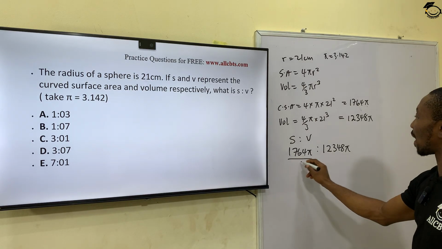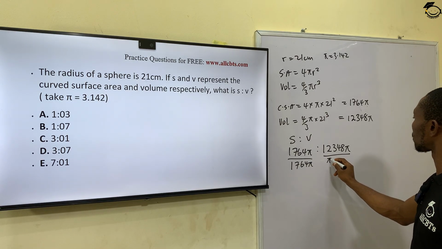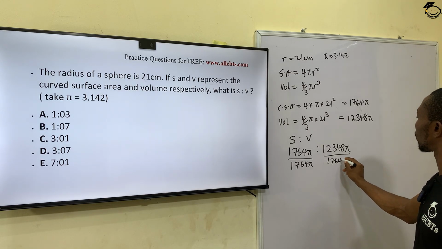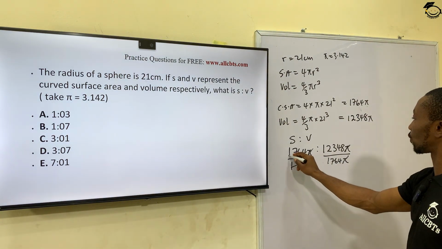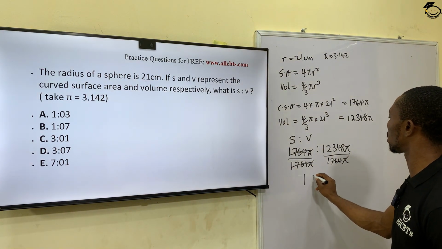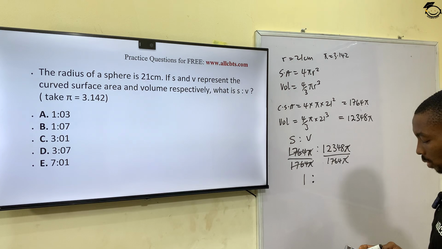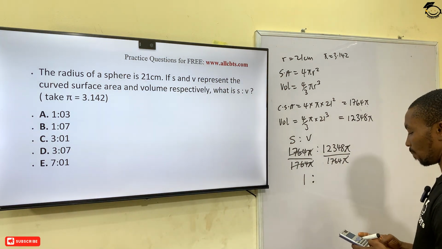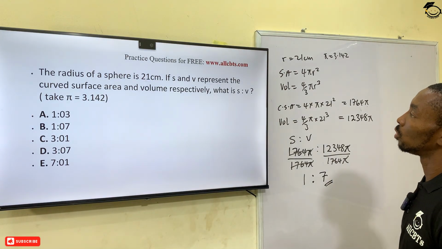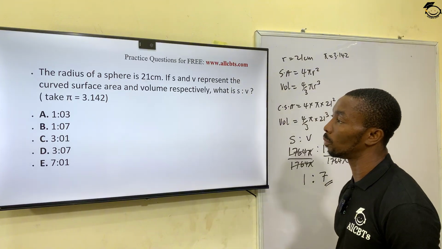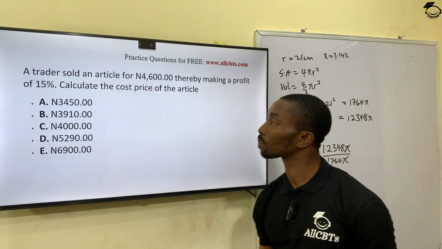Now, dividing both sides by 1764 pi, pi cancels pi, leaving us with 1764 cancelling 1764. This will give us 1 is to 12,348 divided by 1,764, which would give us 7. So the ratio of the surface area to the volume would be 1 is to 7, which is our option B.